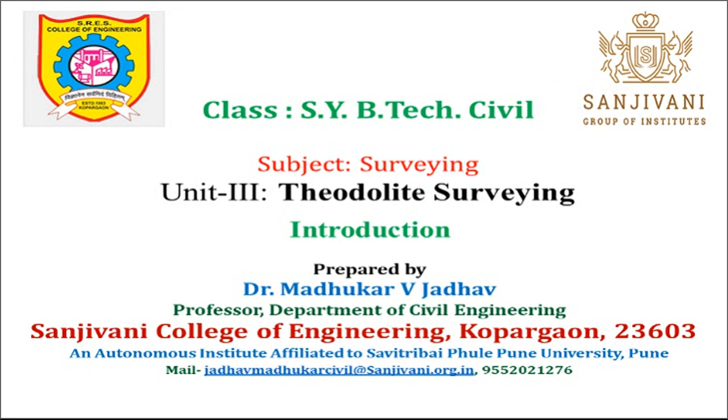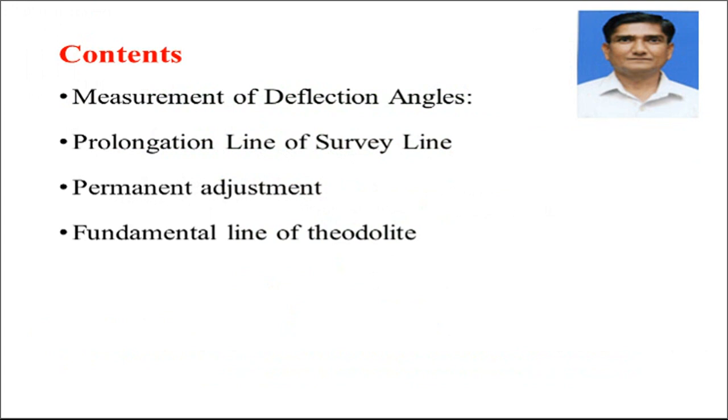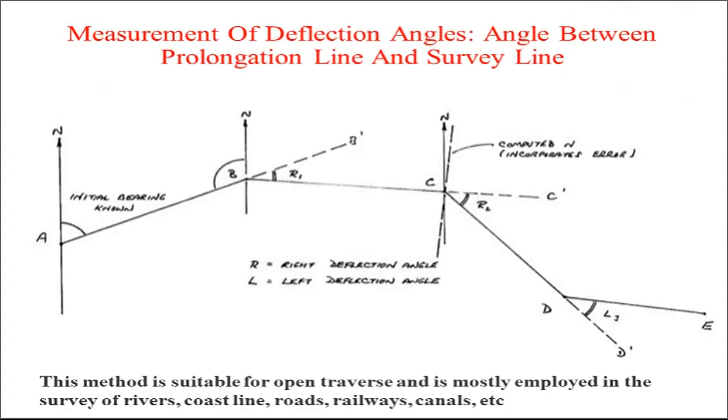In the previous lecture, we have seen measurement of horizontal angle by direction method or by repetition method. Also, we have seen measurement of vertical angle. In this lecture, we are going to study measurement of deflection angle, then prolonging a given survey line, then permanent adjustment and fundamental lines of theodolite. So, starting with measurement of deflection angle.